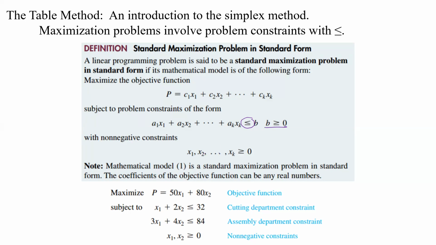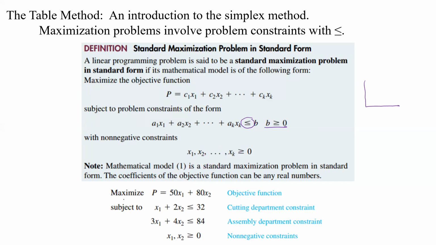And we have our non-negative constraints. So usually it's restricting the X1 and X2 to be greater than or equal to 0, or the X and Y, but it could be multiple depending on how many Ks we actually have. Now, the mathematical model is a standard maximization problem in standard form, and the coefficients of the objective function can be any real numbers.